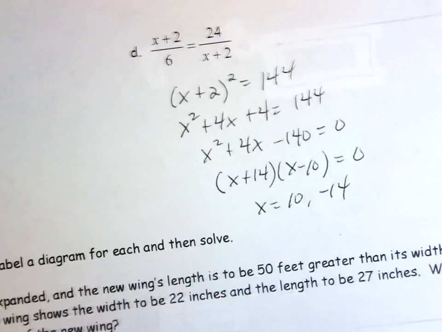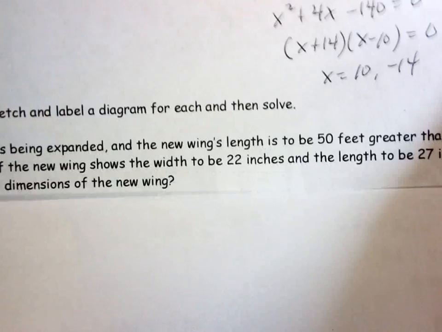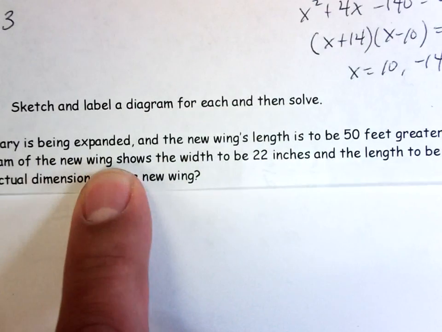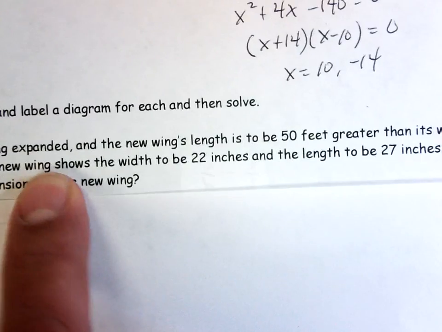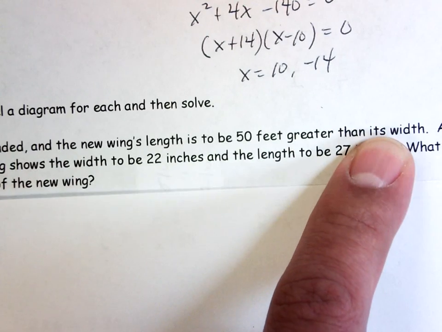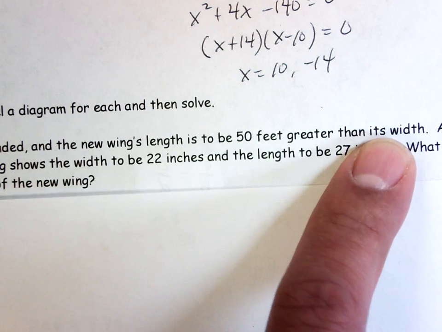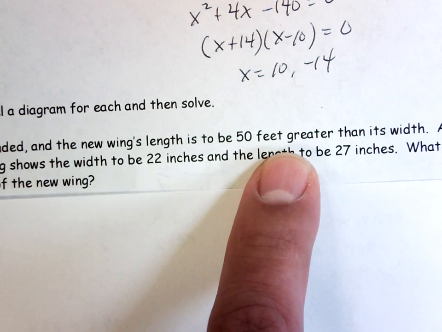Alright, these are good problems. I don't know if I can get the whole thing okay. The library is being expanded, and the new wing's length is to be 50 feet greater than the width. So when they expand this library, the length is going to be 50 feet greater than the width.